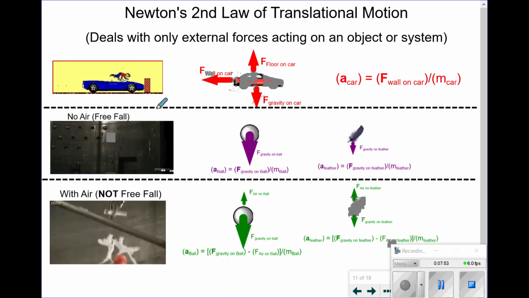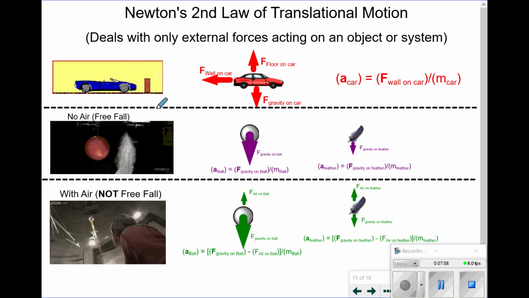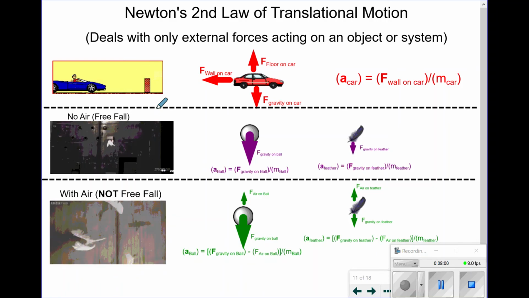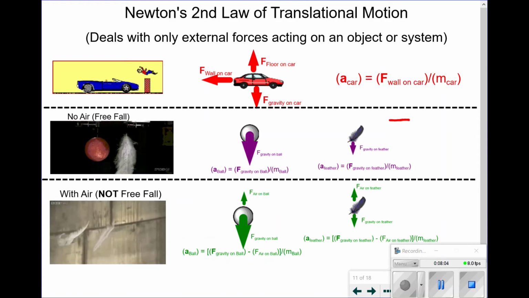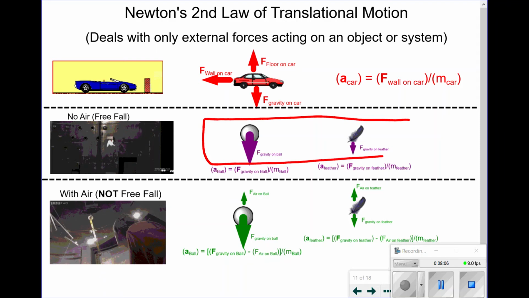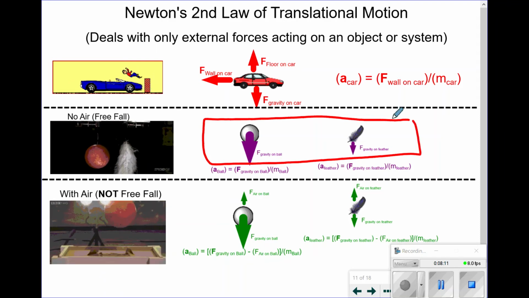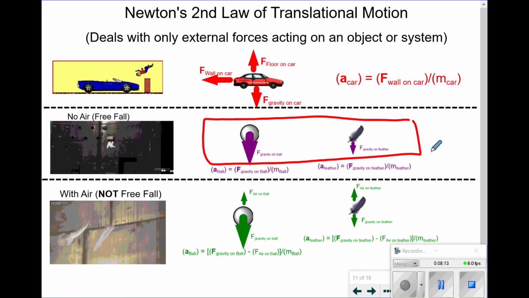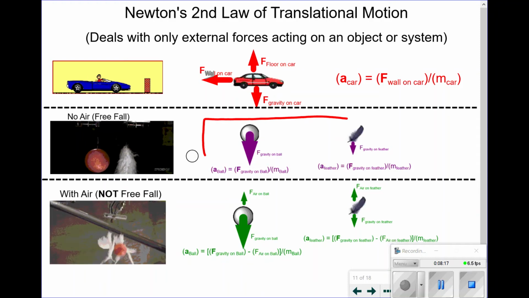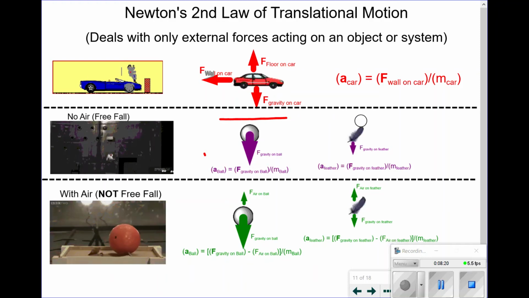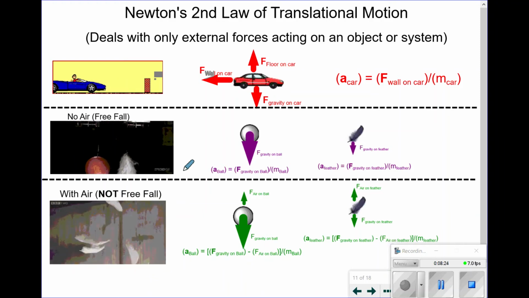If I have an object that is falling freely, which means there's no air resistance, it's free fall, then we know the only force acting on that system is the force of gravity. And we have my free body diagrams right here where I see only the force of gravity. I can now say that the acceleration of the ball is equal to the force of gravity acting on the ball divided by the mass of that ball. And for the feather, the acceleration of the feather is equal to the force of gravity on the feather divided by the mass of the feather.